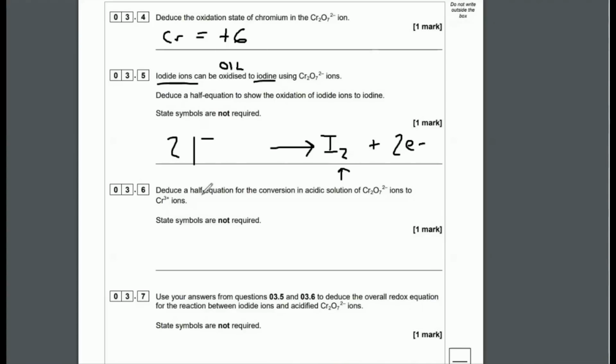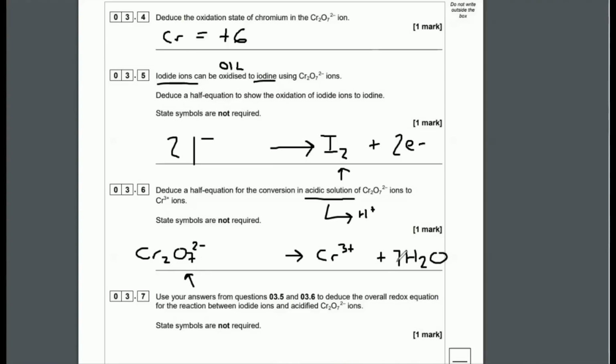Now we need to deduce a half equation for the conversion in acidic solution of Cr2O7 2- ions to Cr3+ ions. So what we're going to do here is, Cr2O7 2-, I'm going to draw an arrow in the middle, and we know it goes to Cr3+ ions. Right now, here comes the beauty. There are 7 oxygens. Whenever you have oxygens in a redox equation, you must put water on the opposite side. That's how you deal with the oxygens. There are 7 oxygens, so I need 7 water molecules to balance those 7 oxygens.